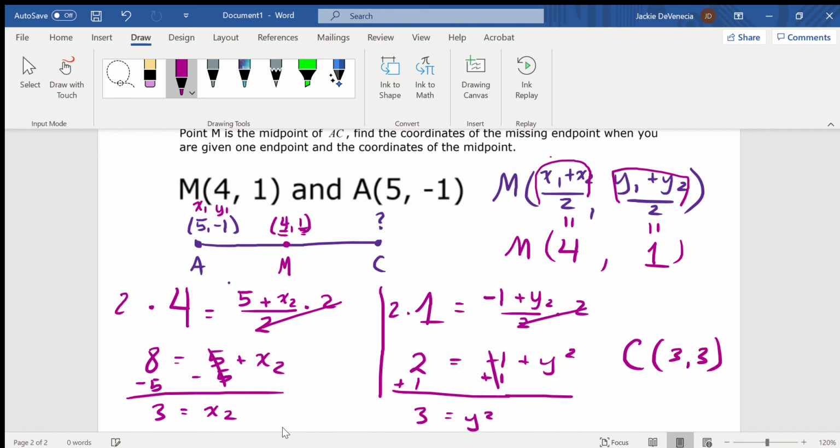Now, they're not necessarily going to be the same values like this over here, and they're not necessarily going to be positive values. But this is what we came up with for that final endpoint.